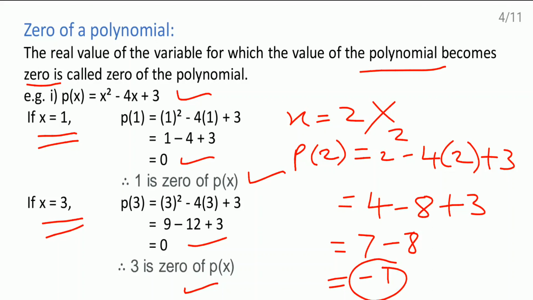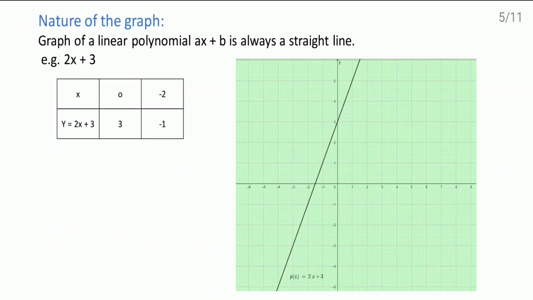One is x equal to 1, another is x equal to 3. So any other value, if you substitute into this polynomial, you will not get the answer as 0. Okay? Let us see the other one now.